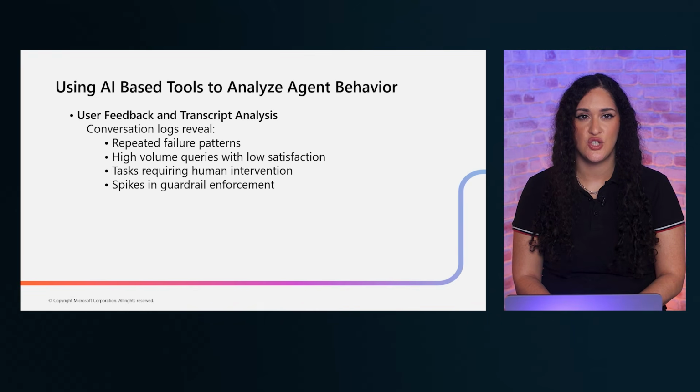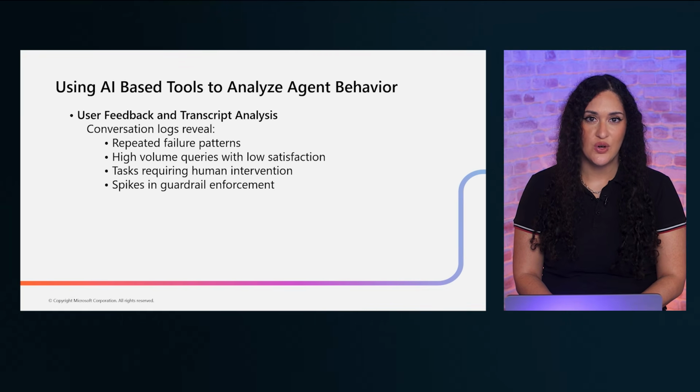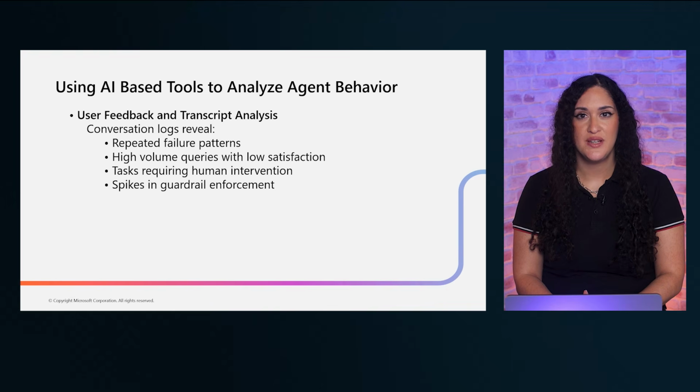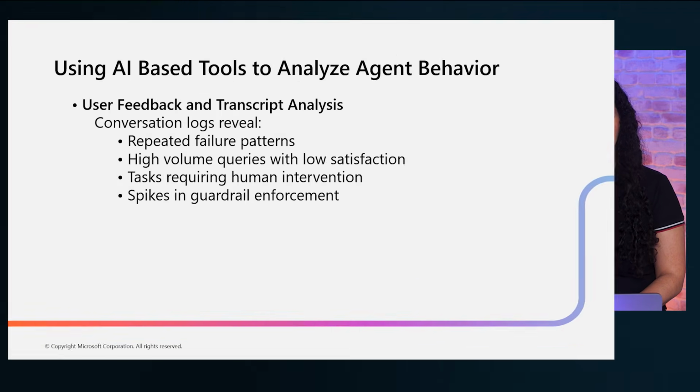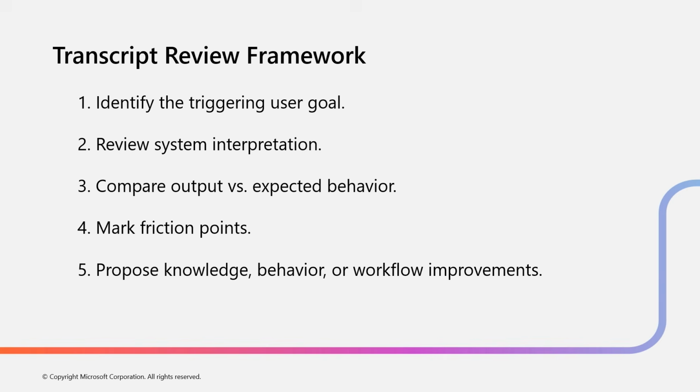The best practice is to establish regular transcript review sessions with your team. Human reviewers catch nuances in conversation quality that no dashboard can surface. Combine transcript insights with telemetry data for a complete picture of agent health. The transcript review framework gives you a systematic 5-step process for analyzing conversation logs.